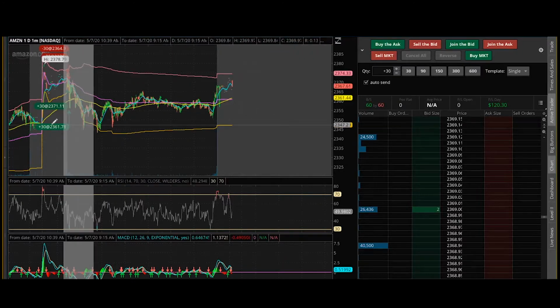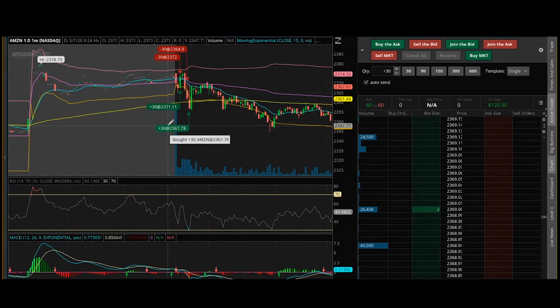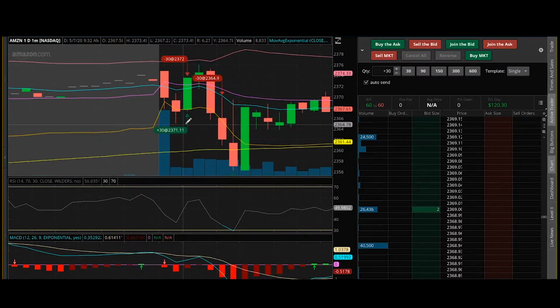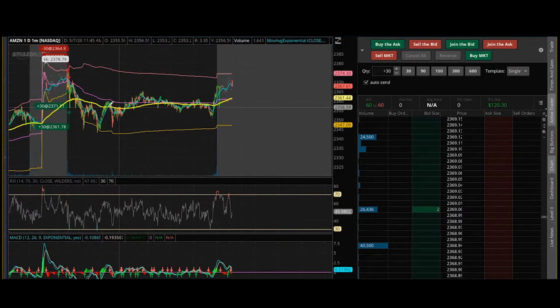Alright, so as you can clearly see right here, I took a trade in the morning, traded up from about 30 shares, 23.71. Not bad. Making sure you get into this huge candle right here.